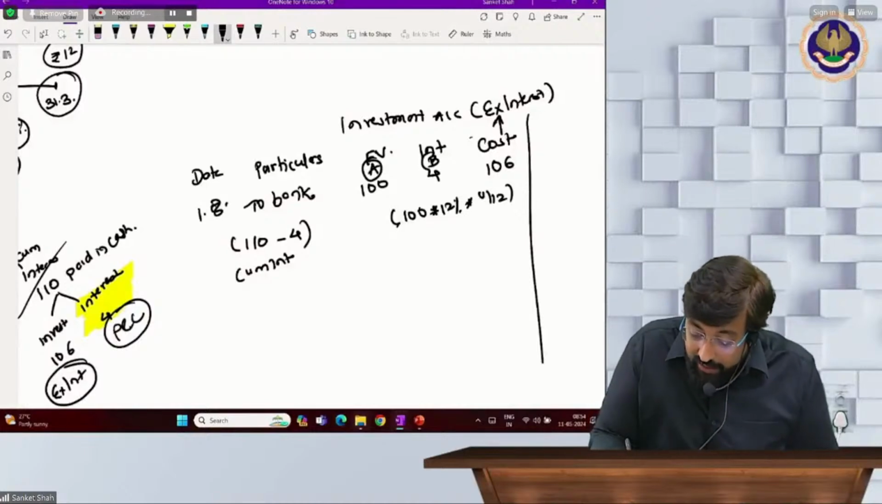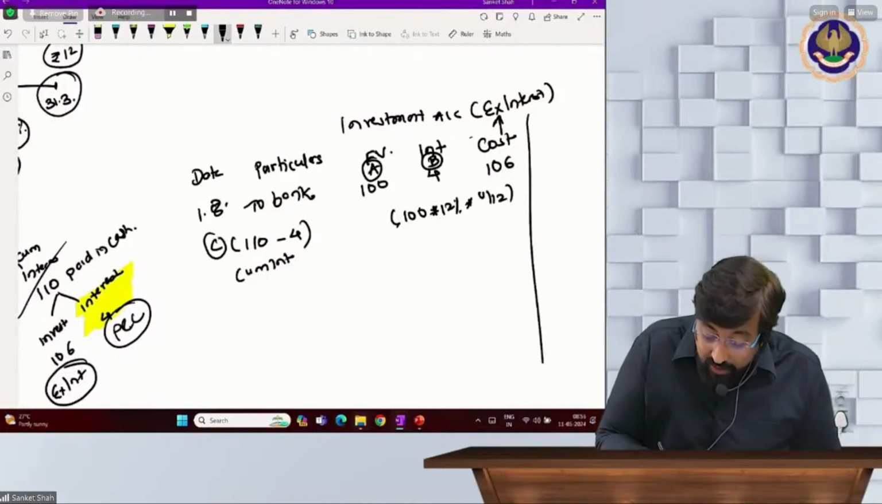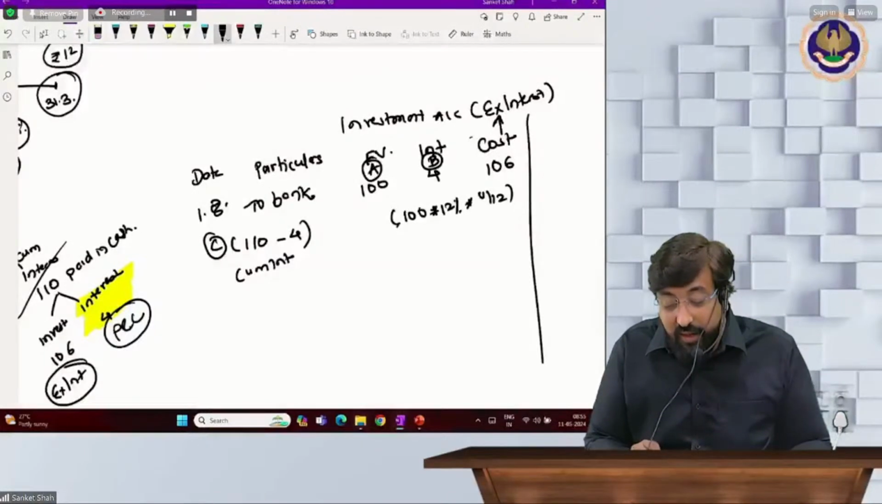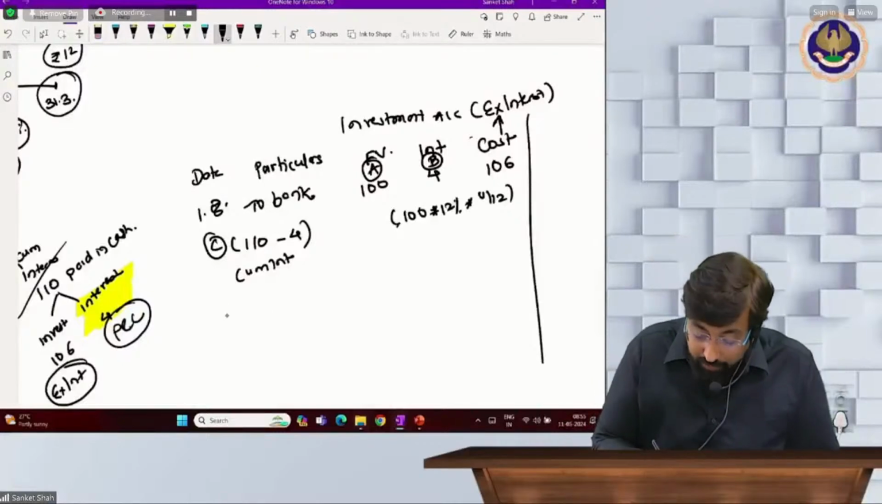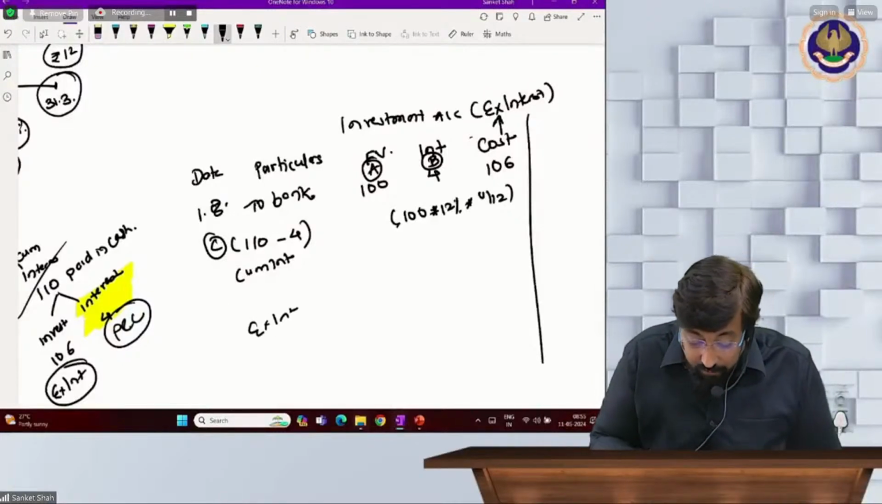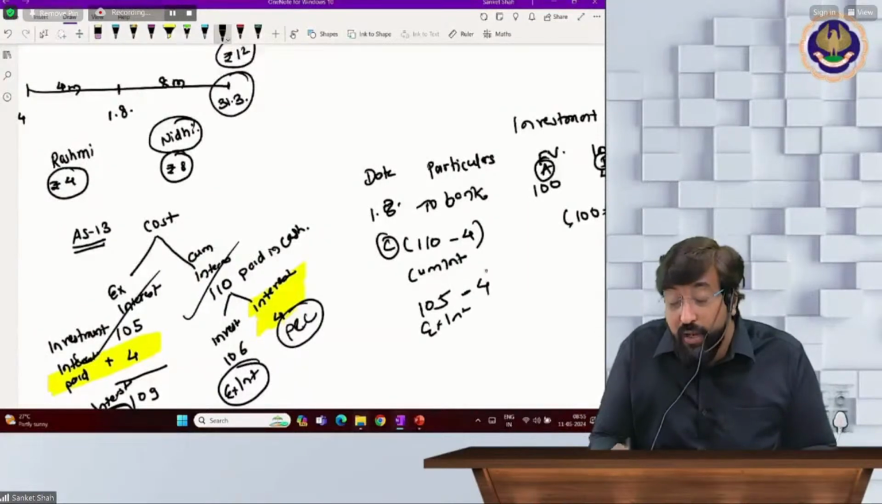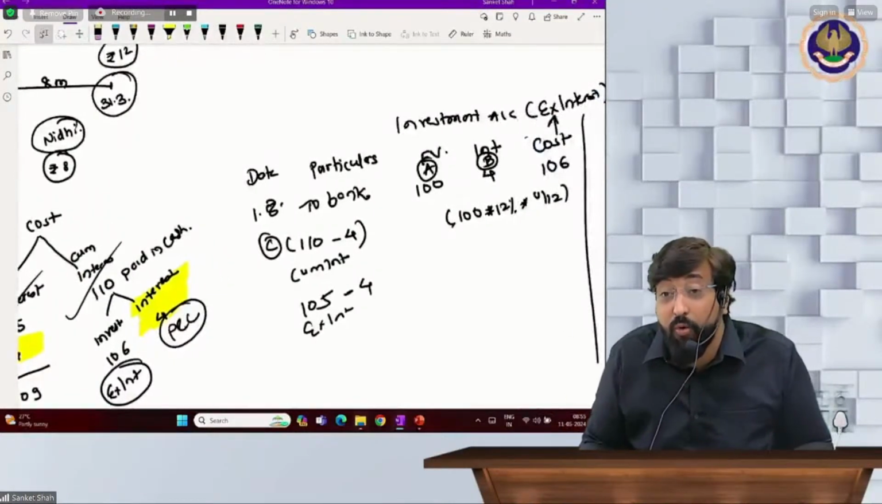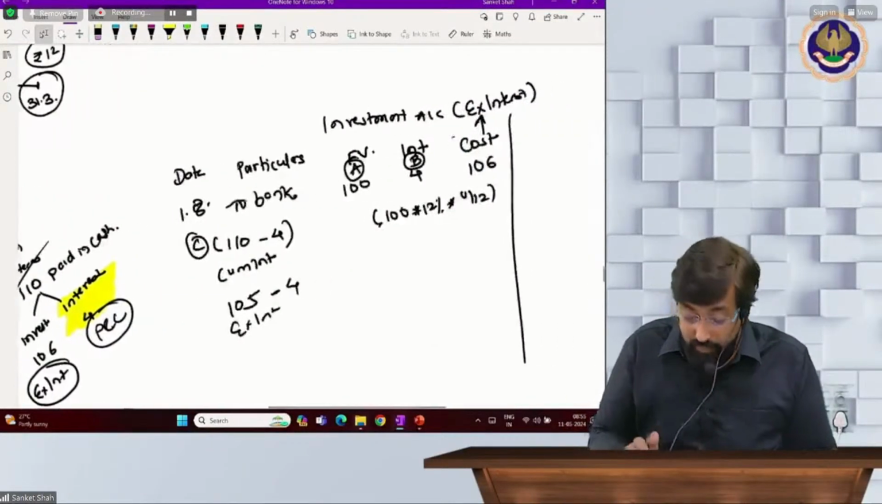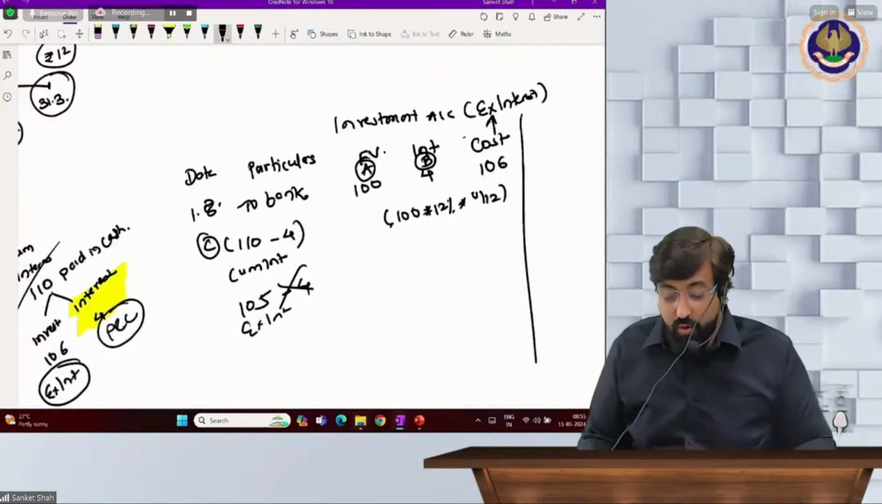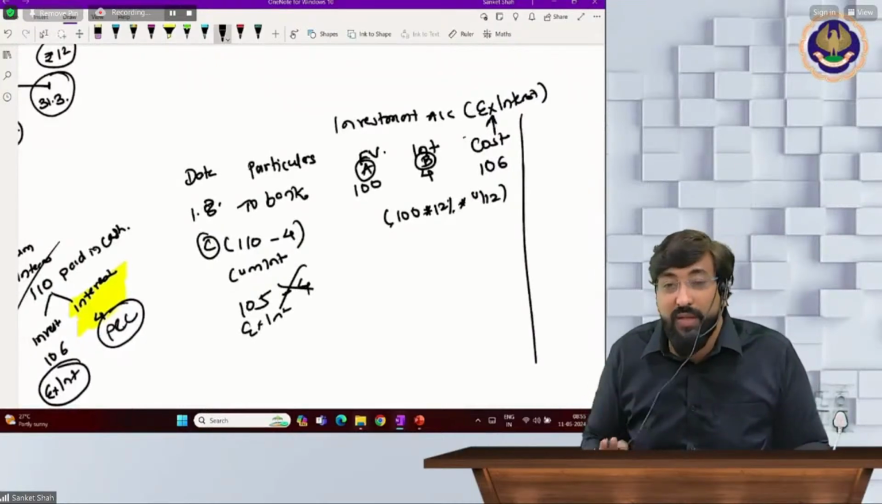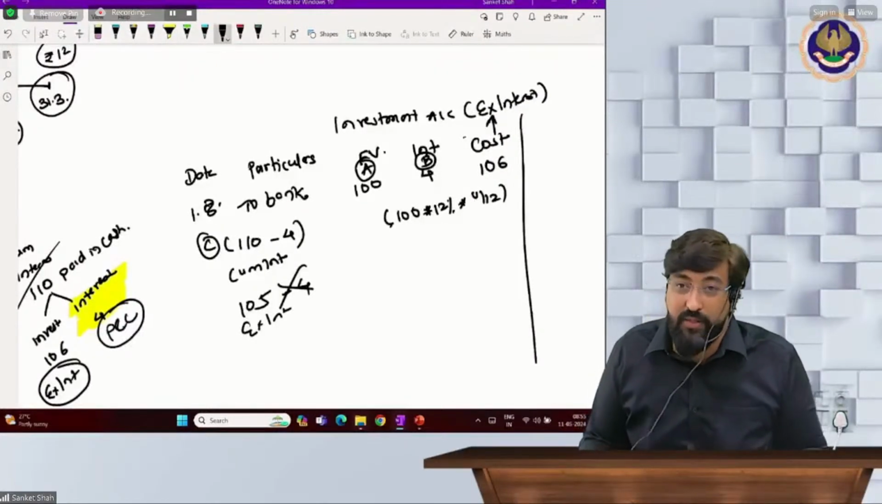So in column A, I will write the face value. In B, I will calculate interest. If it is cum interest, I will consider 110 minus 4. And if it is ex interest, say the first case is 105, should I deduct 4 rupees again or should I ignore the 4 rupees? Ignore, sir. Consider only 105. Ignore the 4 rupees. Got the concept?